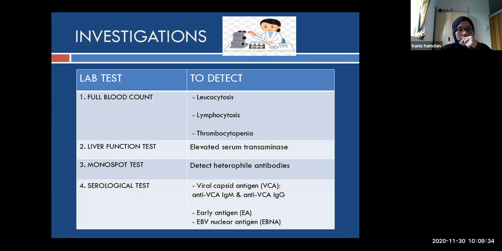But in order to confirm the diagnosis, we have to do the monospot test and serological test. The monospot test is done in order to detect heterophile antibodies. If the patient undergoes the monospot test and already has a positive result, we don't need to do the serological test. But if the patient is suspected of infectious mononucleosis and has a negative result for the monospot test, we have to proceed with the serological test in order to confirm the diagnosis. The serological test is done in order to detect viral capsid antigen, early antigen, and EBV nuclear antigen.